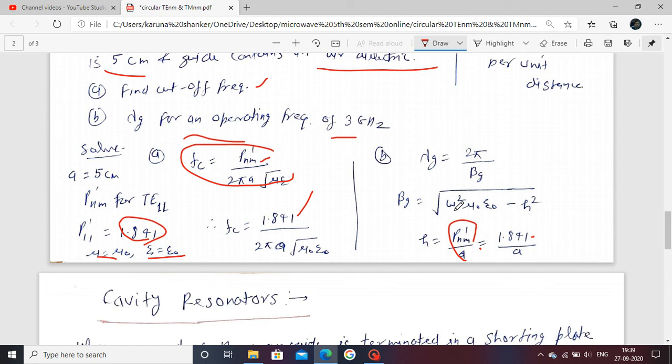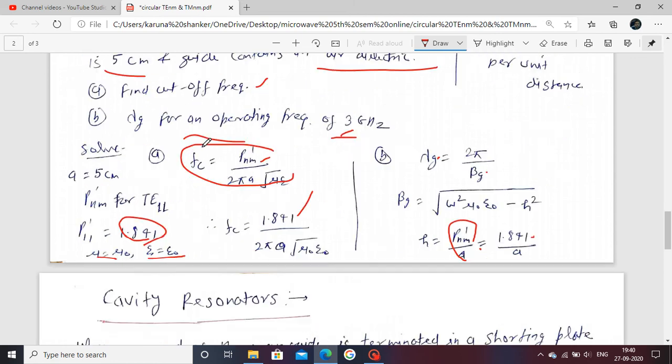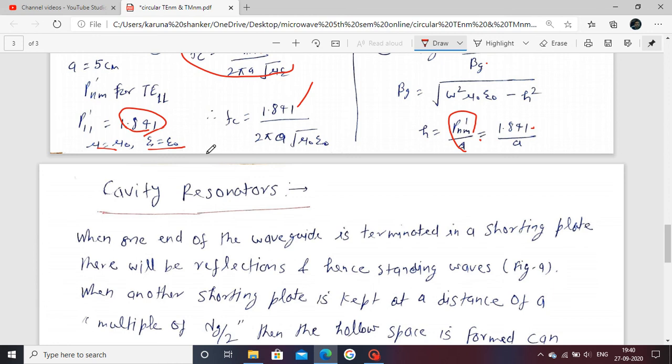Omega is equal to 2 pi f, and f is equal to 3 gigahertz. Now put it in here and you also find beta. Then put this value in this and calculate your guided wavelength. This is your simple numerical problem for the TE11 mode. Similarly, the TM01 mode is also calculated.